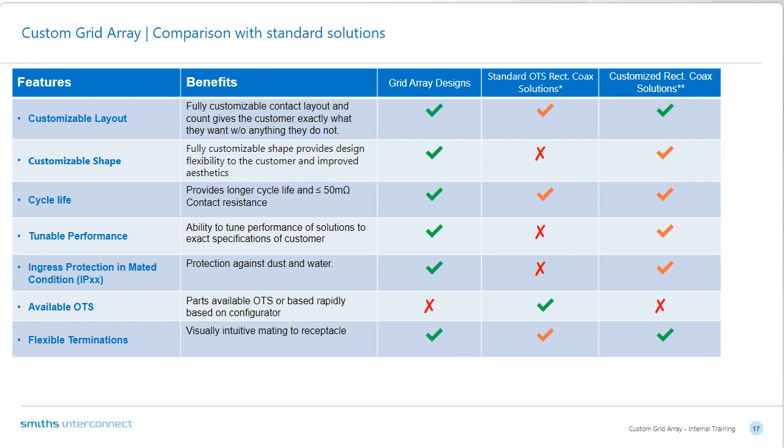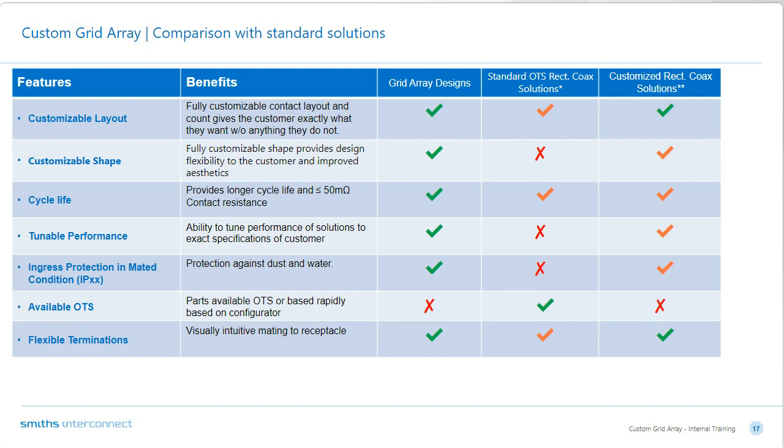Next is cycle life. With grid array, you can utilize either a hyperboloid solution from Smiths or a spring probe solution, both of which offer over 100,000 cycles or more. Traditional coax and off-the-shelf solutions really just can't live up to that requirement with cycle life. Up next is tunable performance, or the ability for the customer to tune performance.